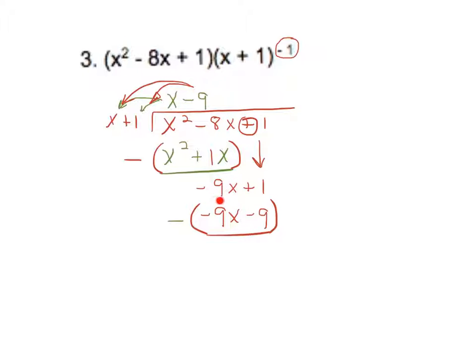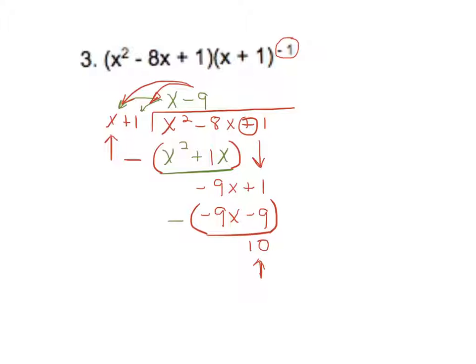I'll repeat this process, negative 9x minus negative. This double negative means addition. So I have negative 9x plus 9x. They cancel each other out. And I have 1 minus negative 9. That double negative makes it plus 9. And 1 plus 9 is 10. Now at this point, I can't take this x times anything to get 10. And so that's my remainder.